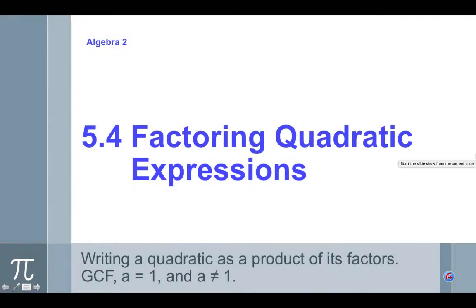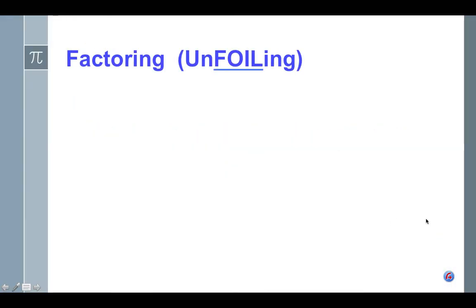All right, welcome everyone to section 5.4. We're going to be looking at how to factor quadratic expressions. What we're going to be doing is writing a quadratic expression as a product of its two factors. This is going to help us in so many other sections later on throughout the year, including what's coming up in the rest of this chapter, so it's a really important section.